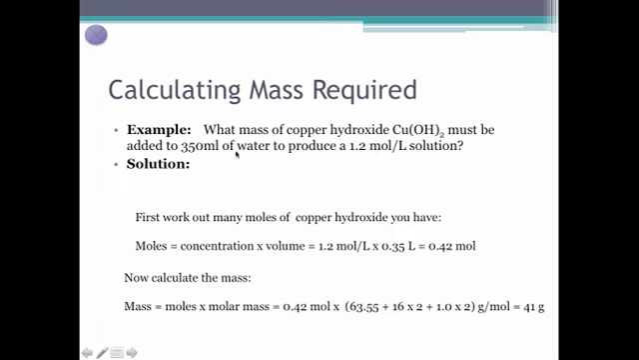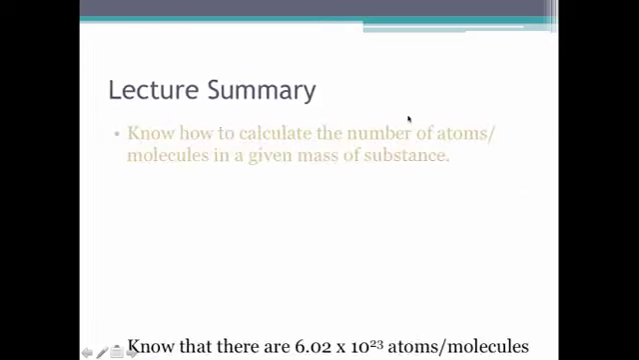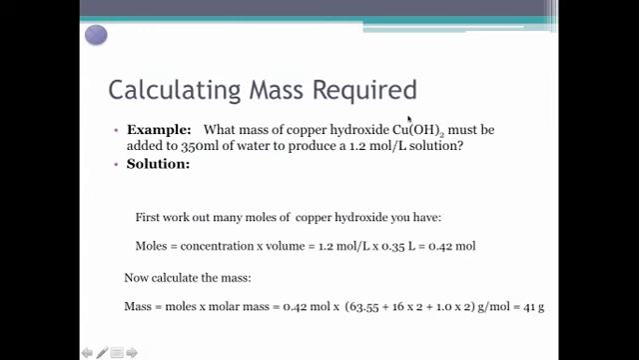we've first of all got to work out how many moles of copper hydroxide we're dealing with, and then of course from that we can back calculate and work out the mass. So how many moles of copper hydroxide have we got in this solution here? Well, to work that out we multiply the concentration by the volume. So the concentration is 1.2 moles per litre. The volume is 350 mils, which is 0.35 of a litre.